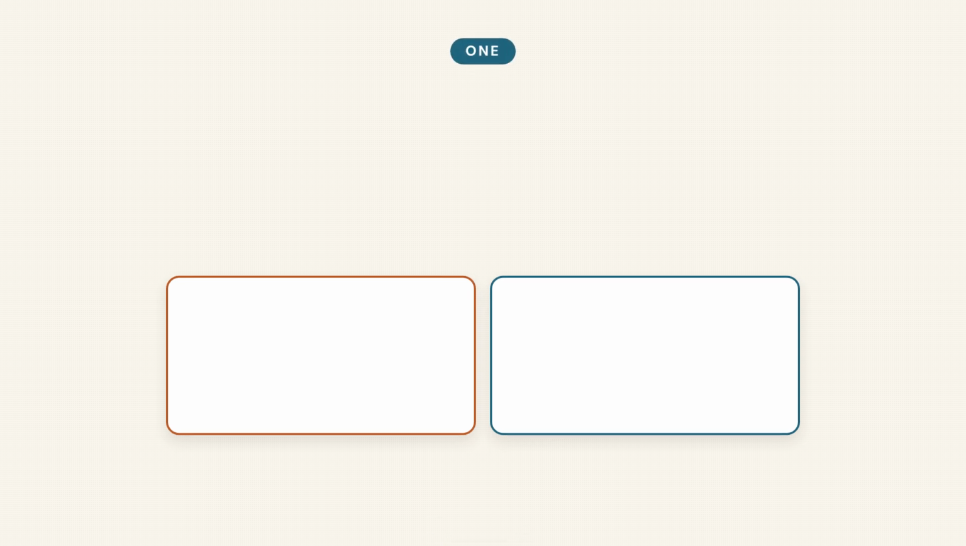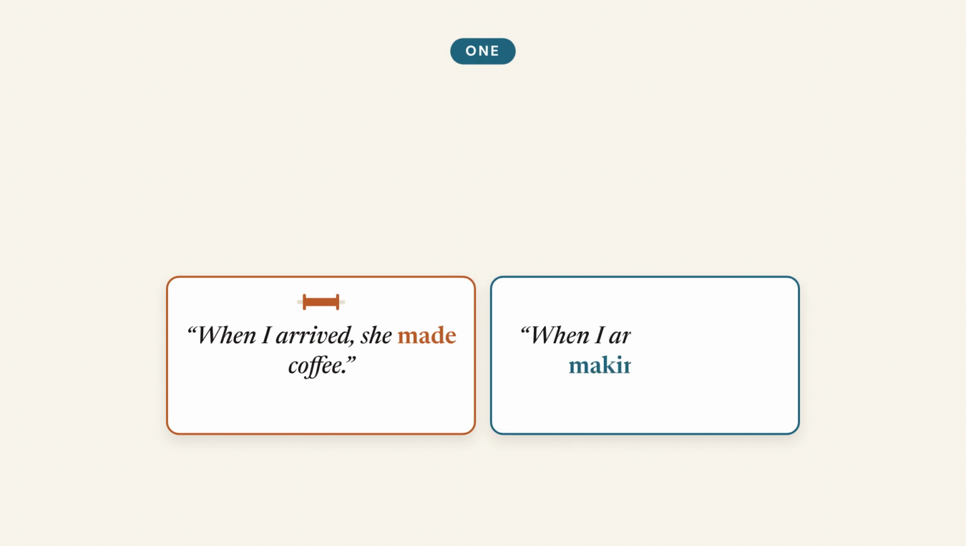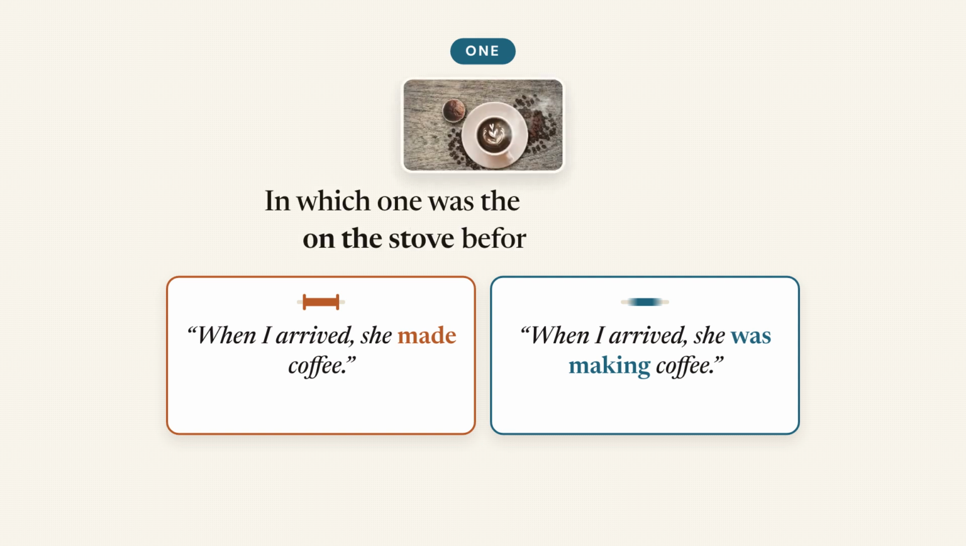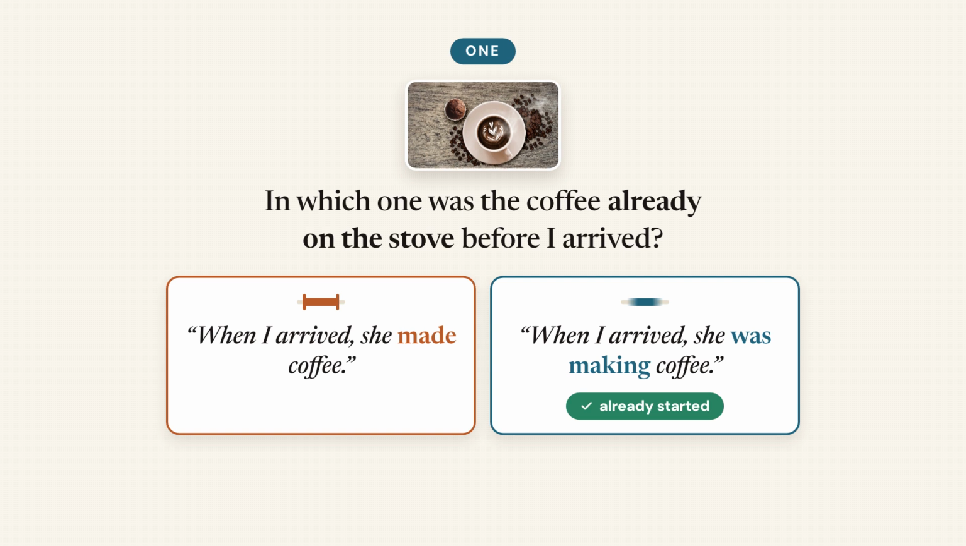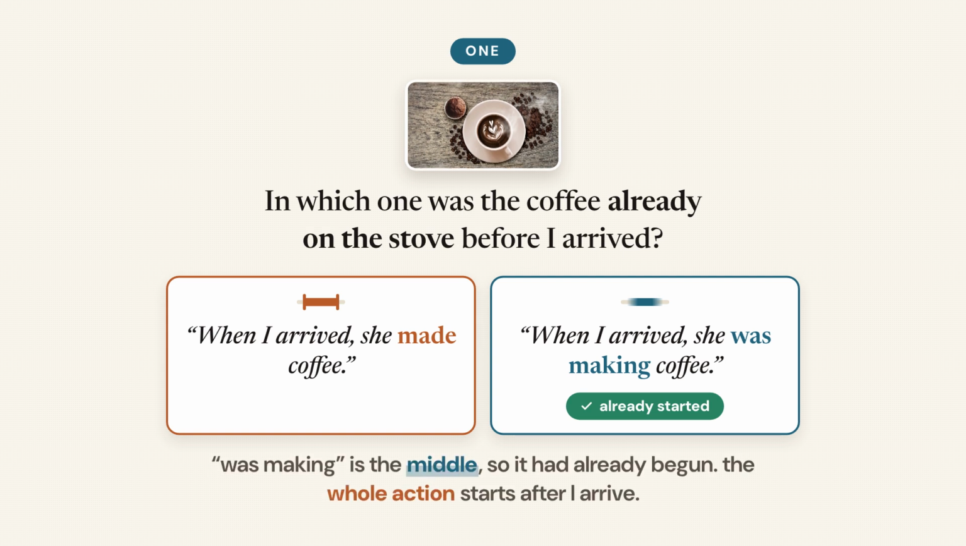1. Both of these are correct English. When I arrived, she made coffee. When I arrived, she was making coffee. In which one was the coffee already on the stove before I got there? The second one. Was making is the middle, so it had already started. In the first one, she started after I arrived.